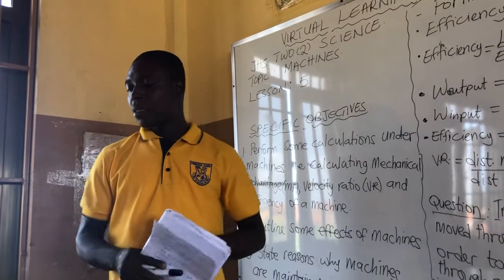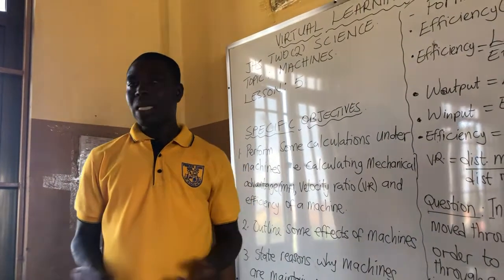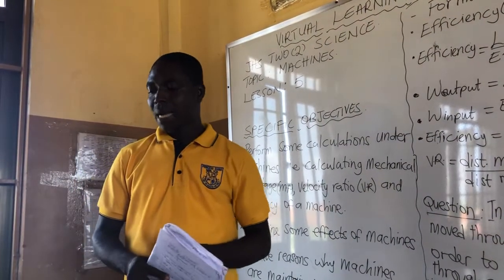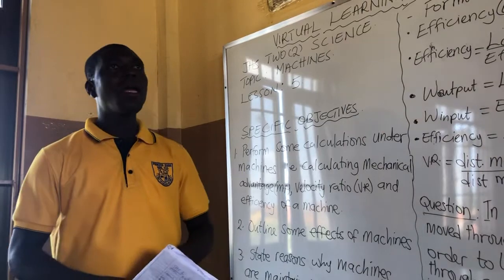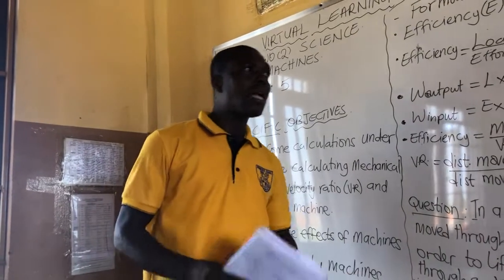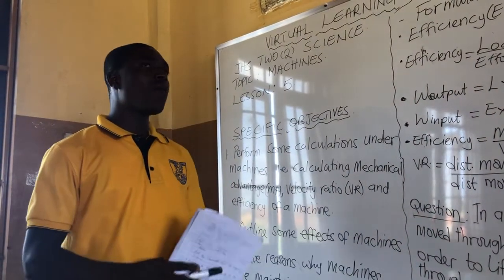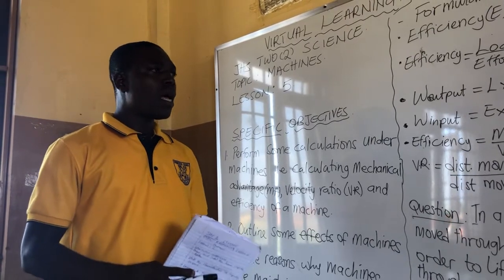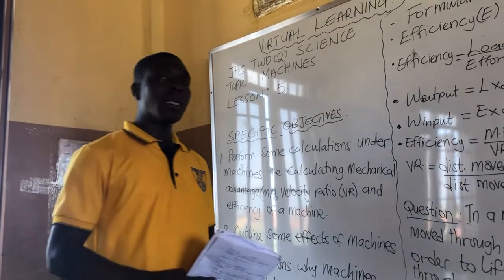And last but not least, we talked about the compound or complex machines. An example is the car, the tractors, and the rest that you can name. This is where time will permit us, and I'll end here with my lesson.